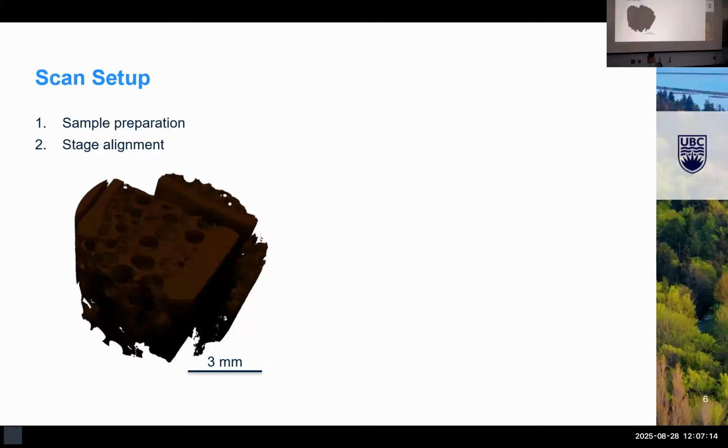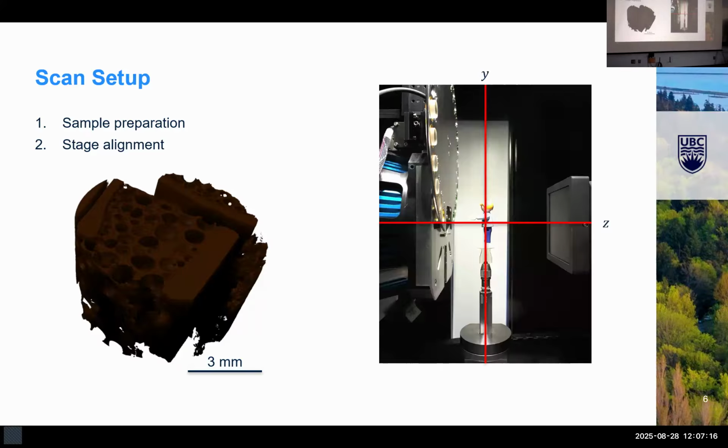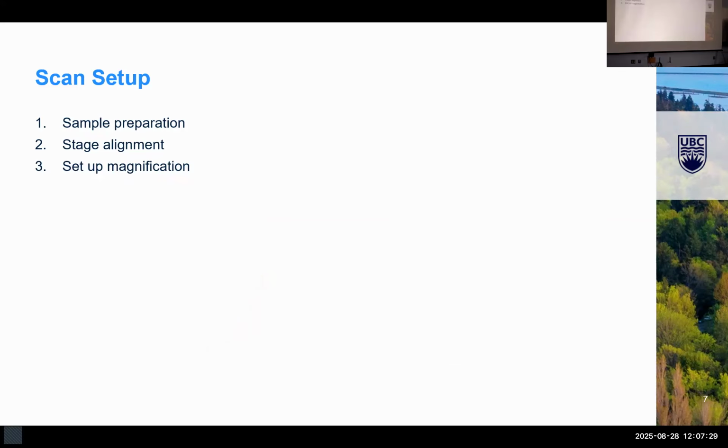Once your sample is mounted, you have to align the stage coarsely on your area of interest. So this is when it can be helpful to have some rough sense of where the feature you're interested in looking at lies in your sample. Once that's done, the magnification comes in. It's an X-ray microscope, so this is a very important step.